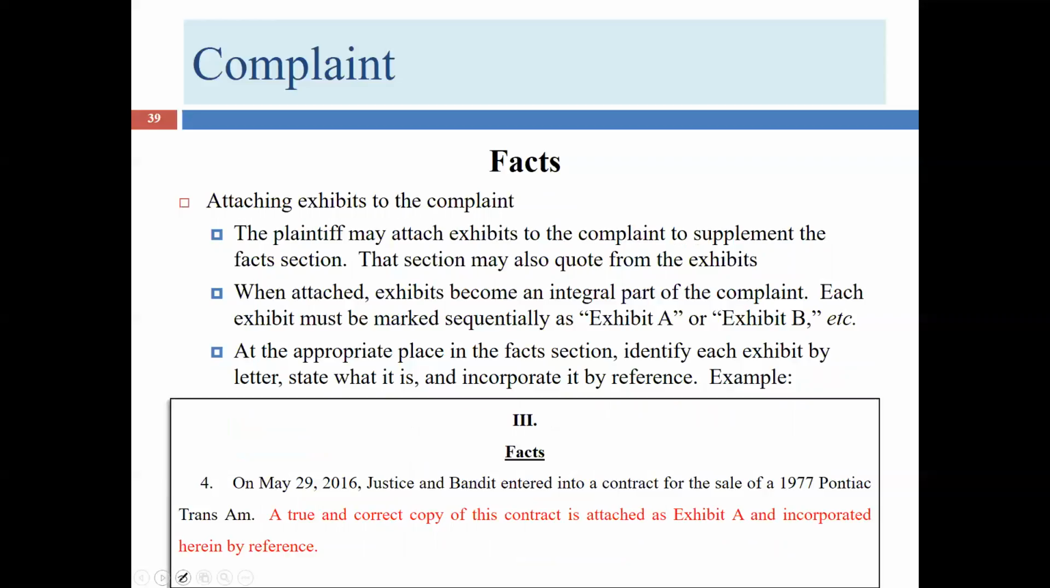Very common to add exhibits to the complaint, perhaps the copy of the contract if it's a breach of contract case. And you're going to refer to those exhibits in the body of your document. An example of how you might phrase that is, "A true and correct copy of this complaint is attached as Exhibit A and incorporated herein by reference."